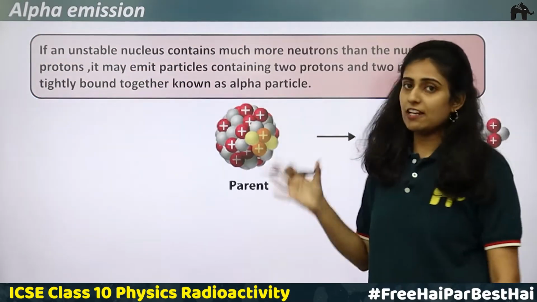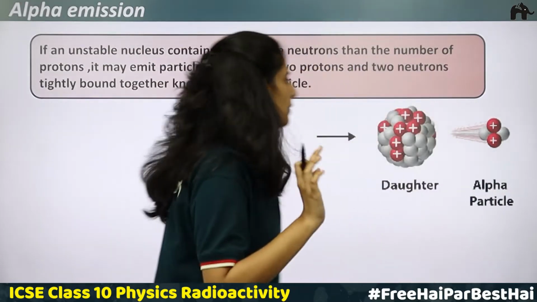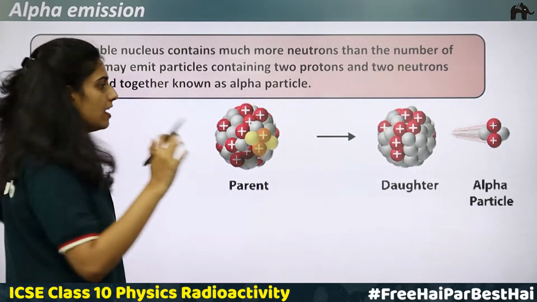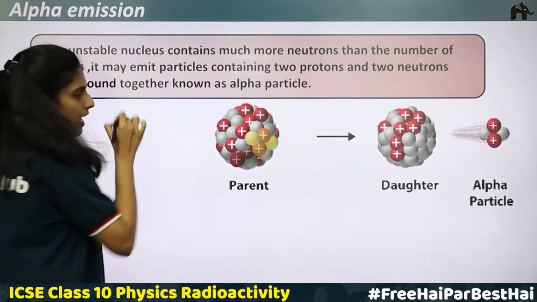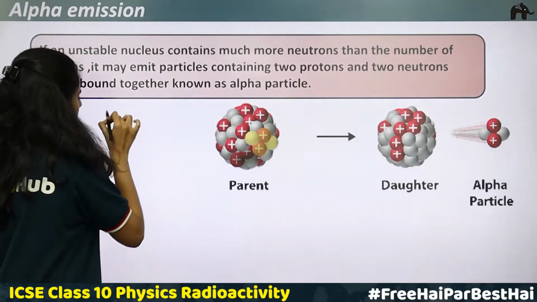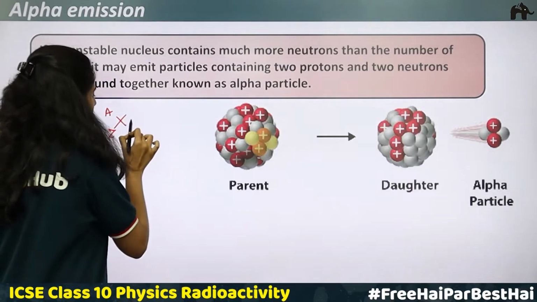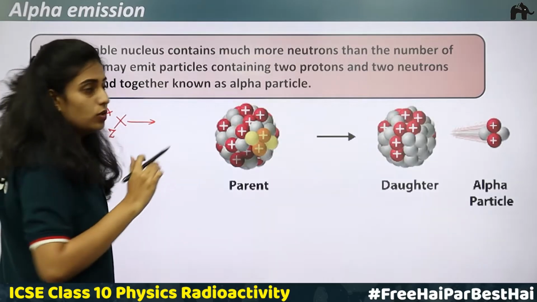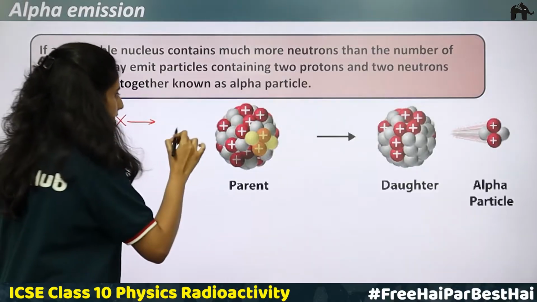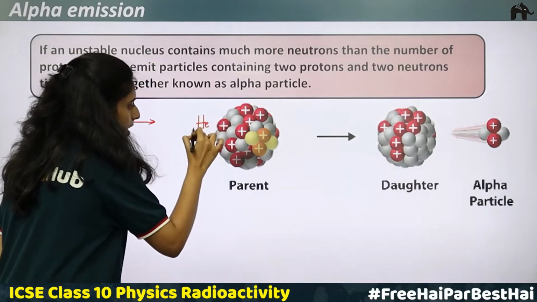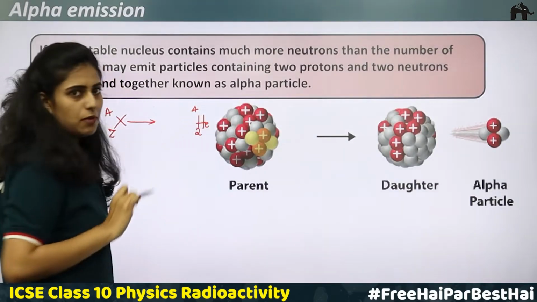First, let us understand alpha emission. In alpha emission, which particle will be emitted? Alpha particle will be emitted. Here, consider a radioactive substance or an element which we represent by X, with atomic number Z and mass number A. This nucleus is undergoing alpha emission, which means it is releasing an alpha particle. What is an alpha particle? An alpha particle is a helium nucleus, with atomic number 2 and mass number 4.